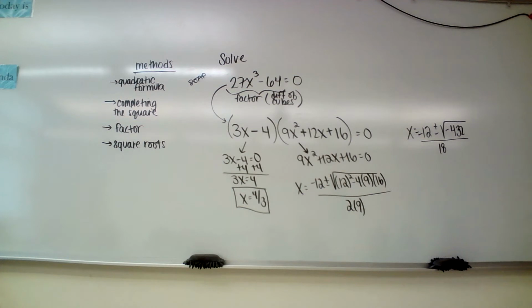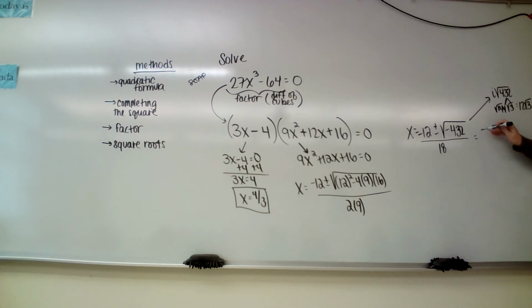So I think to myself, can I simplify that? Probably, so I'll take it off to the side. Remember, the negative is going to become an i. And then we have 432, and I'm going to try to break that down. What is 432 divisible by? It's divisible by 144, I believe. Yeah, 144 times 3. So that would simplify to 12 root 3.